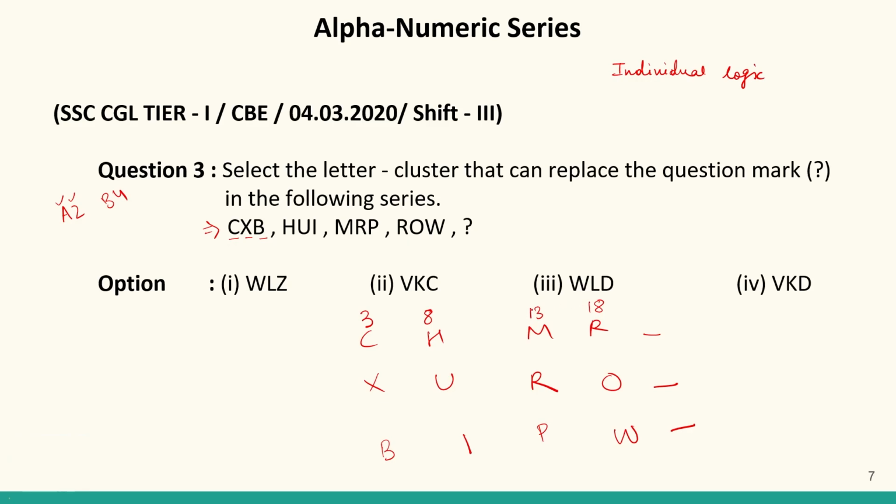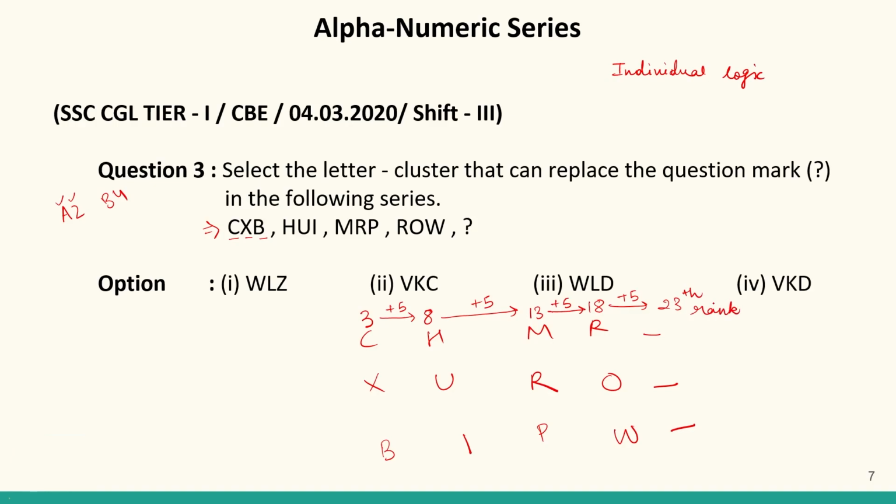Okay. So from 3 to 8, if we are going, I can see there's a plus 5. From 8 to 13, there's a plus 5. And from 13 to 18, there's a plus 5. So we have to move 5 positions forward. If we move 5 positions forward, we will get 23rd rank.